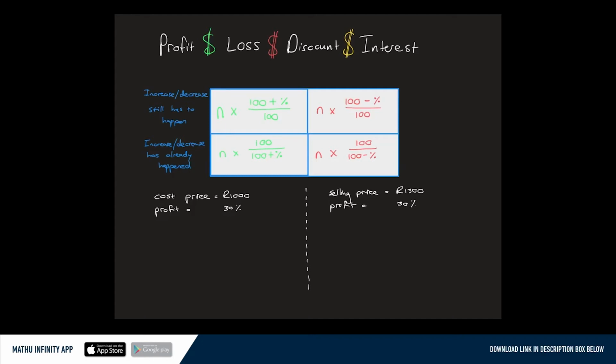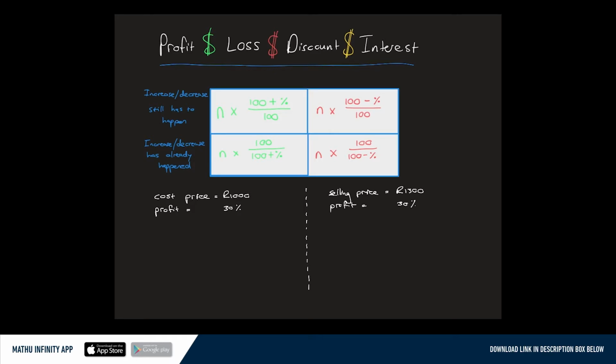This is the second video in this series. In the first video we looked at terminology and what all these words at the top here mean, as well as cost price and selling price. And now we're looking at some mathematics, some equations, some questions where we have to work out what the cost price is, what the selling price is. Did we increase something or decrease something?